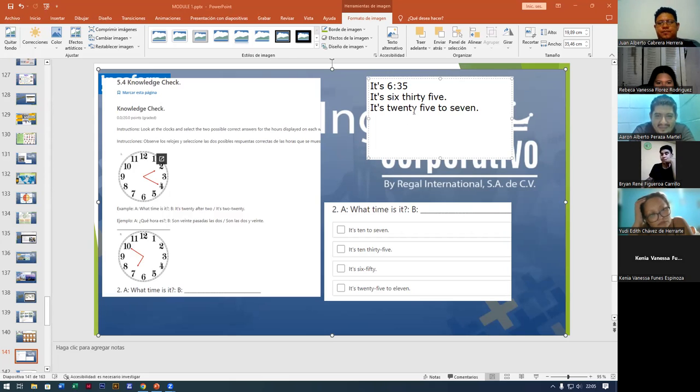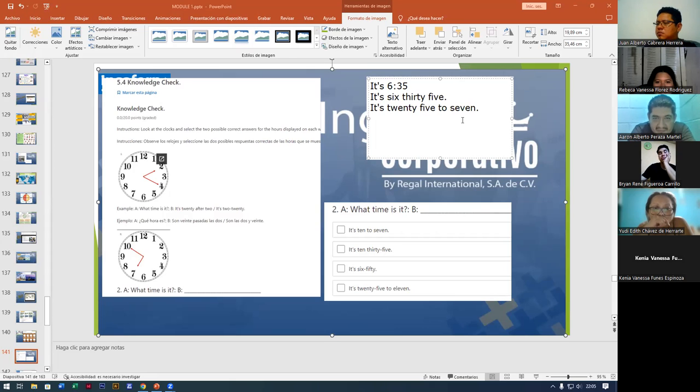lo más común es utilizar, faltan tantos minutos para llegar a lo que falta para la siguiente hora. Ajá, porque ya faltan menos minutos. Exacto, es una manera también común de decirlo. It's 6:35. So it's the 2 manners.